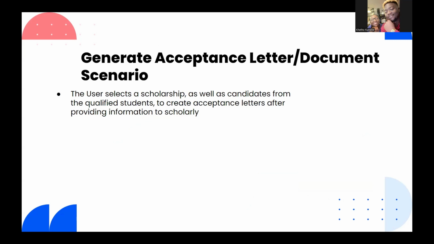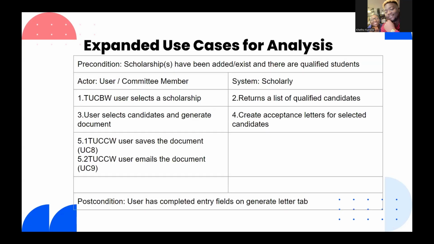The user selects a scholarship as well as candidates from the qualified students. Then they create an acceptance letter for that student, after which they provide information on their credentials, and the document can then be stored locally on their device, or it can be emailed directly. This is the expanded use case for analysis.